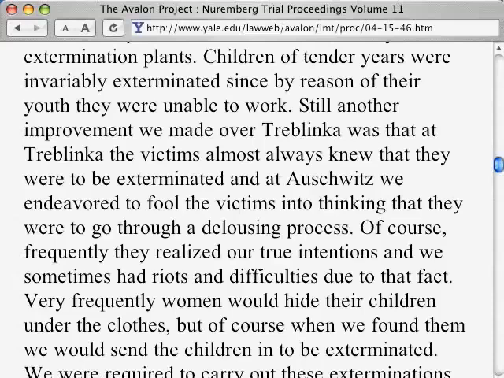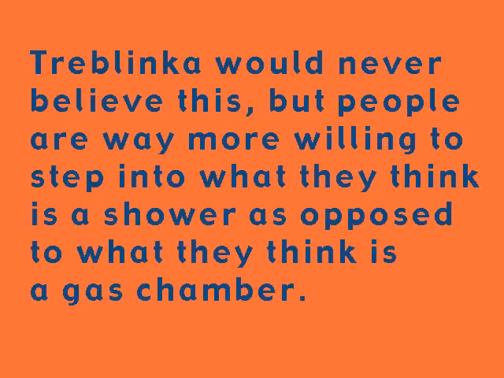The confession later says, still another improvement we made over Treblinka was that at Treblinka the victims almost always knew they were going to be exterminated, and at Auschwitz we endeavored to fool the victims into thinking that they were going to go through a delousing process. Not only is that not true according to the established story, but it's like saying this. Treblinka would never believe this. But people are way more willing to step into what they think is a shower as opposed to what they think is a gas chamber. And that's all that Hus said about Treblinka.